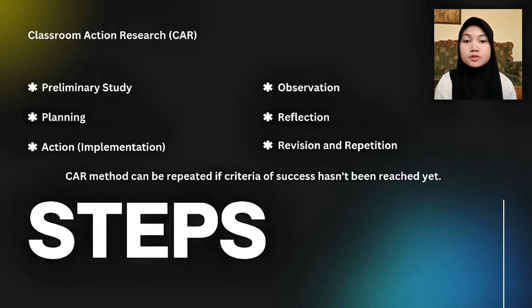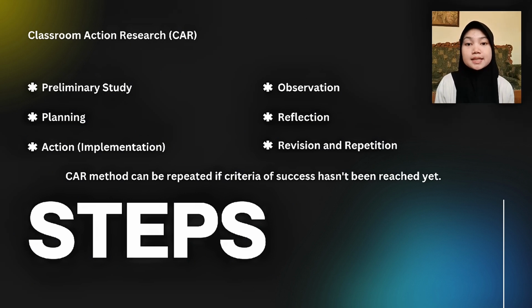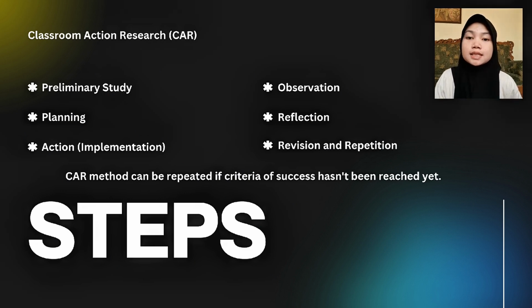And the next is observation. The researchers observe and document the outcomes of the intervention. They can use tools like teachers' diaries, peer observations, or student feedback to gather insights. And the next step is reflection. The researchers analyze the collected data to evaluate the effectiveness of the intervention. They can identify the criteria of success, the challenges, and areas for improvement.